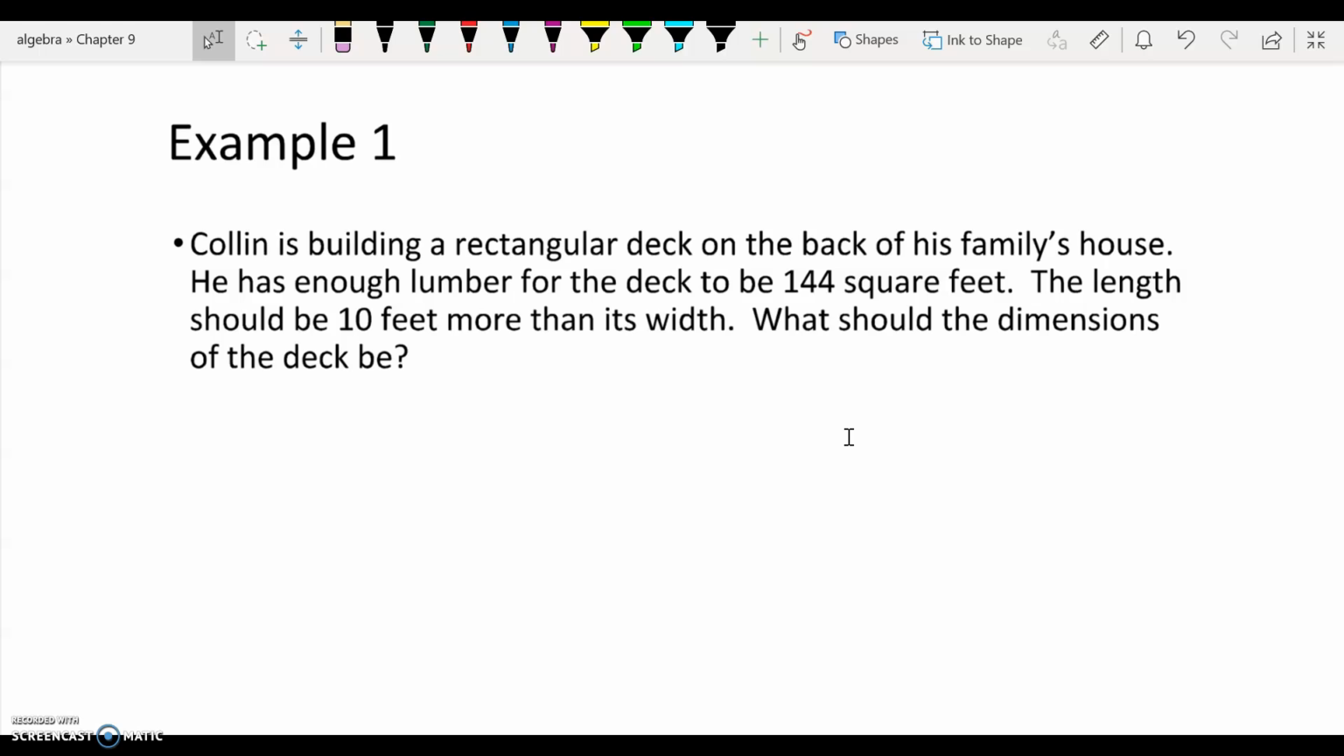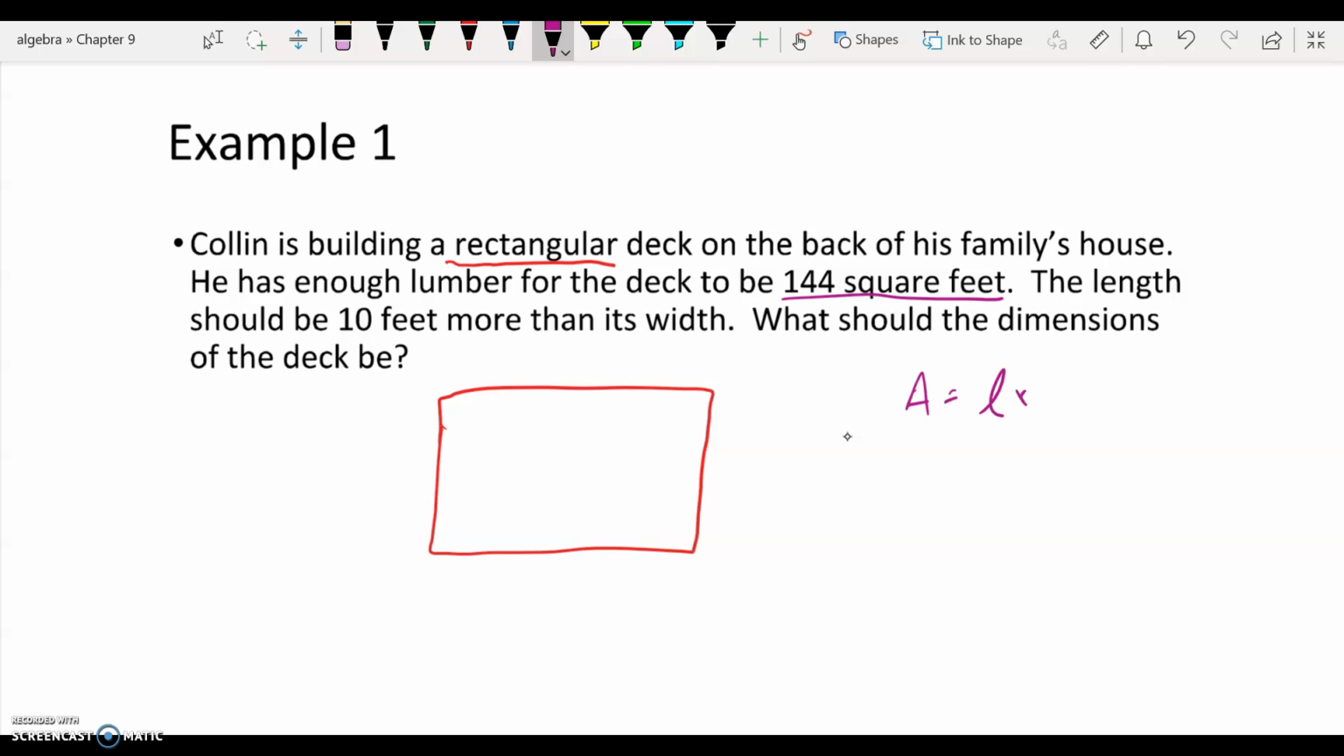So number 1, it says Colin is building a rectangular deck on the back of his family's house. He has enough lumber for the deck to be 144 square feet. The length should be 10 more feet than its width. What should the dimensions of the deck be? So I'm looking for some key words. Rectangular is a big one, so I can draw the rectangle. And I know the area, and the length should be 10 feet more than its width.